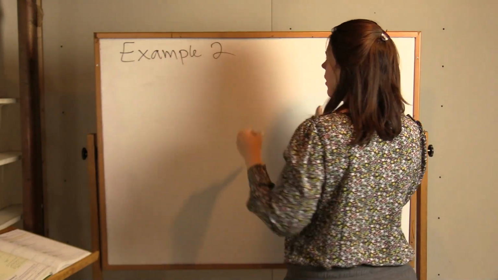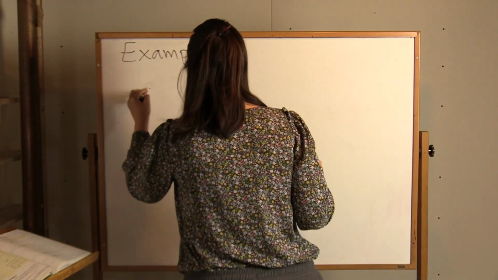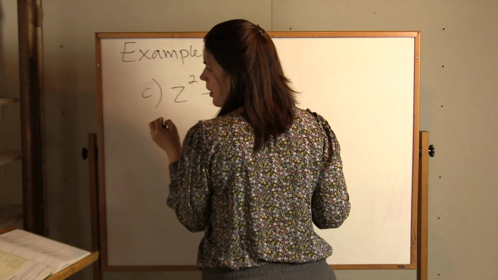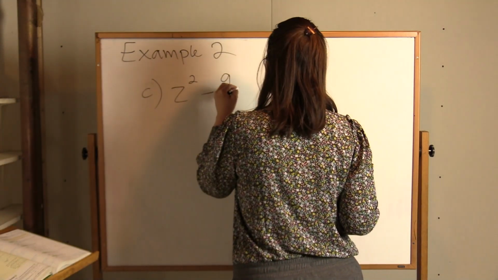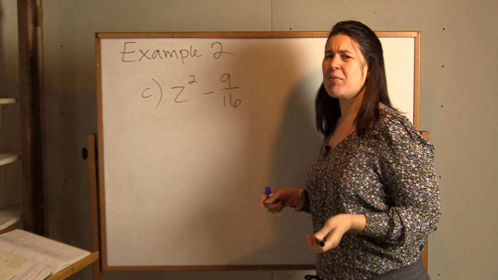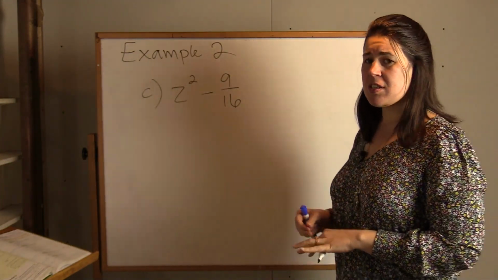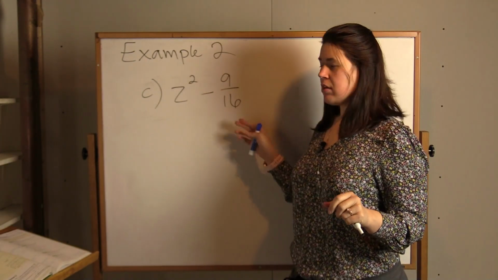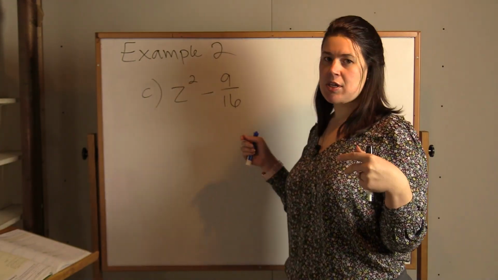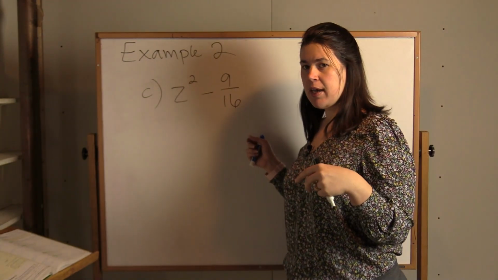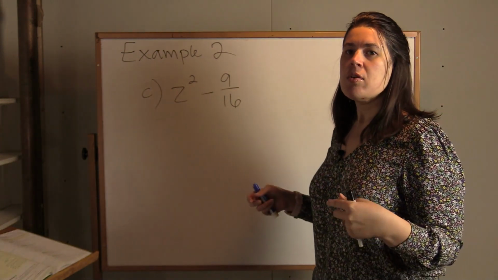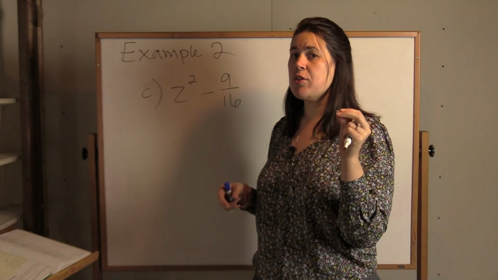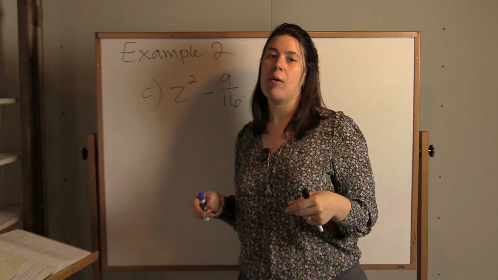All right, now for the third example, letter C. This time we have a fraction, z squared minus 9 over 16. So you're probably like, well, how in the world do I know if a fraction is a perfect square? So think of it this way. We know that in a fraction, whenever you multiply a fraction times a fraction, the tops multiply and then the bottoms multiply. So in order for a fraction to be a perfect square, that means both the numerator and the denominator are a perfect square.